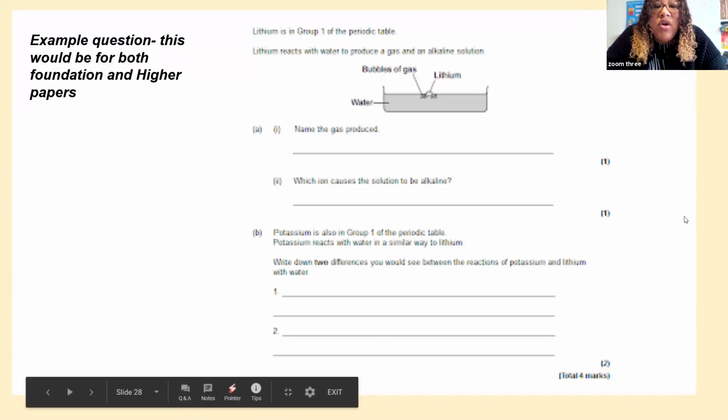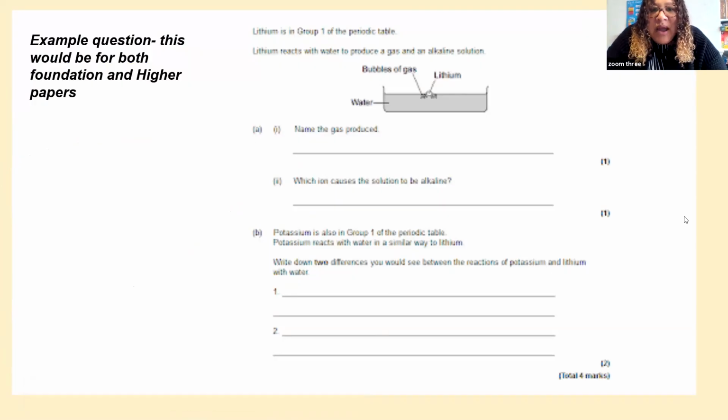So lithium is in group 1 of the periodic table. It reacts with water to produce a gas and an alkaline solution. So it's even showing you the picture: this is water, lithium, and bubbles of gas. And notice here, this is across the papers, so this would be on the foundation paper and the higher paper. Okay, so that's why we put this one in here.